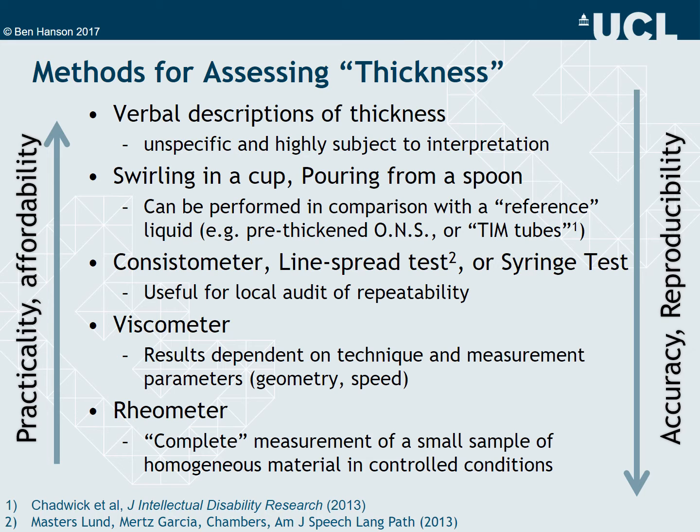Moving down, then we have consistometers and line spread tests and syringe tests. These give a numeric output. They don't assess the liquids in a very unified or uniform manner, but they can be quite repeatable. More involved than that is a viscometer. Now, this is not necessarily more scientific or more accurate. The very bottom test that I'm suggesting there is a rheometer, which does give you a very thorough and complete study in very controlled conditions.